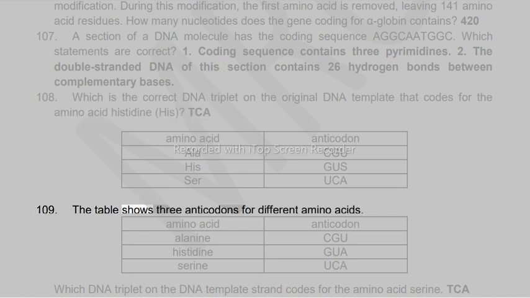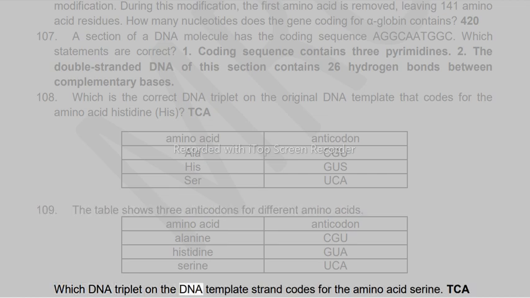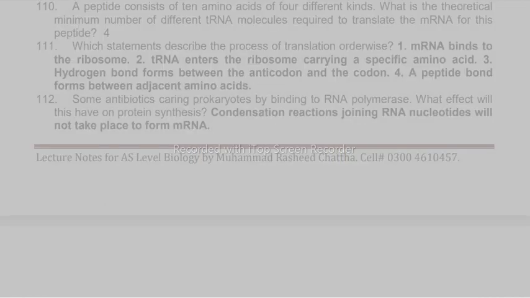109. The table shows 3 anticodons for different amino acids. Which DNA triplet on the DNA template strand codes for the amino acid serine? TCA. 110. A peptide consists of 10 amino acids of 4 different kinds. What is the theoretical minimum number of different tRNA molecules required to translate the mRNA for this peptide?